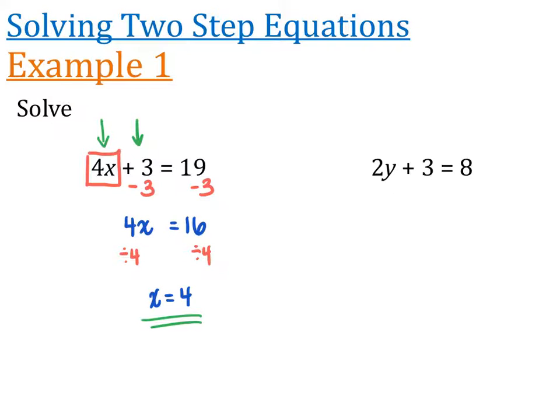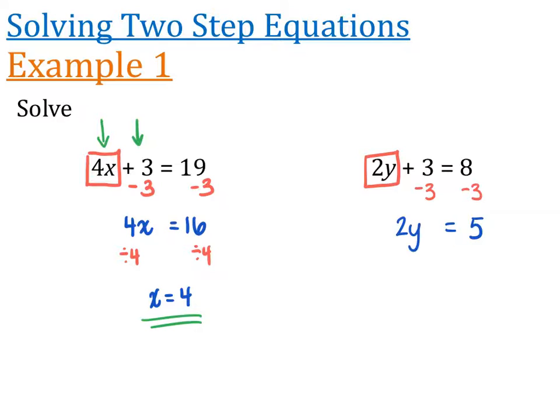Here we've got 2y + 3 = 8. So we're going to keep the 2y together, and then we want to get rid of the +3. We can do that by subtracting 3 from both sides. So if I've done that, the 2y stays exactly as it is. 8 take away 3 is 5.